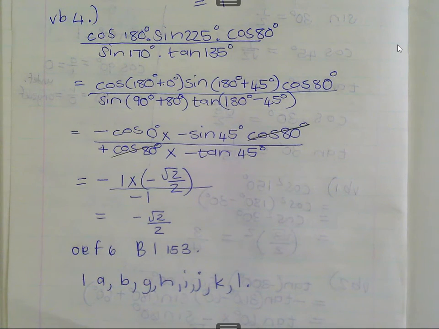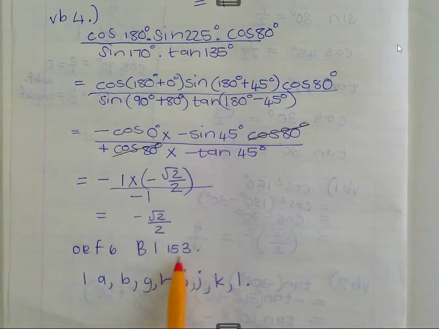And then that's your homework. Must I write exercise, or do you understand oefening? Are you okay? Okay. Exercise 6, page 153. Number 1, A, B, G, H, I, J, K, and L.